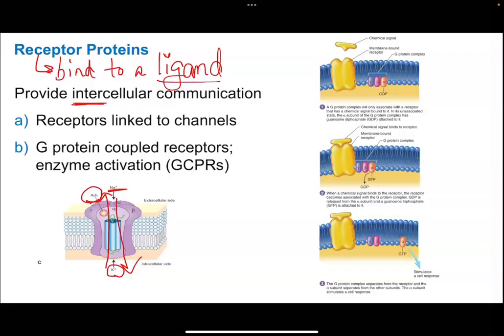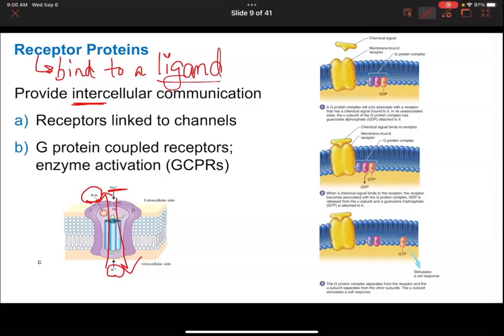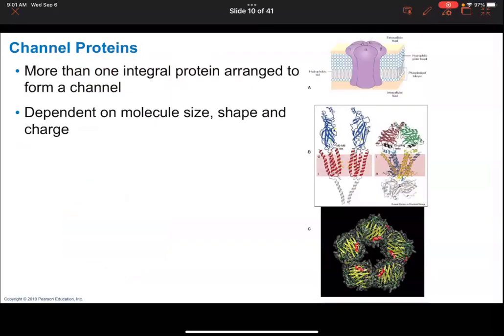Another type of receptor protein that exists is G-coupled protein receptors. Now, these don't allow things in and out of the membrane, but instead activate an enzyme that will, once a ligand binds, so here's its perfect fit, it will activate an enzymatic cascade through something known as a G protein. So this is a G protein complex. Once that ligand binds, this becomes activated and basically results in an enzymatic cascade. So those are our two main types of receptor proteins.